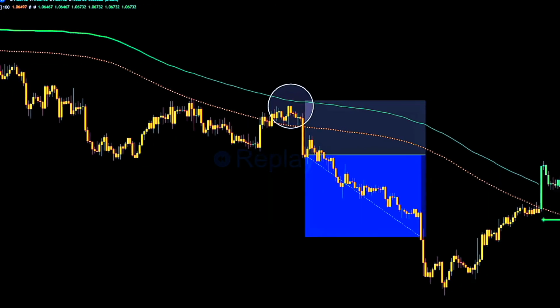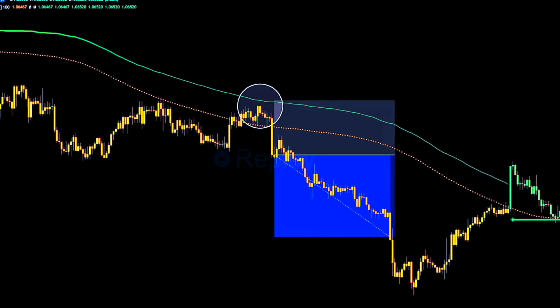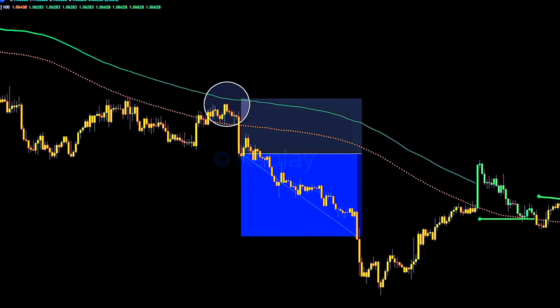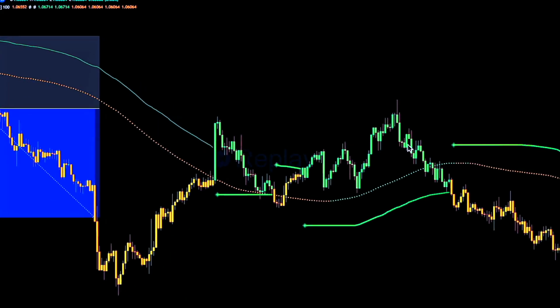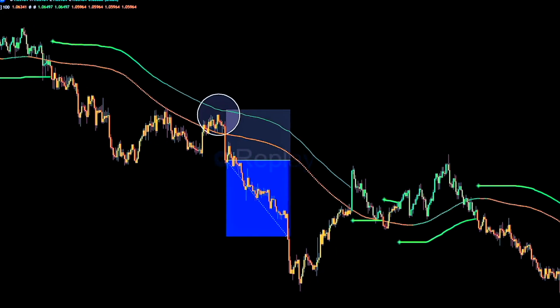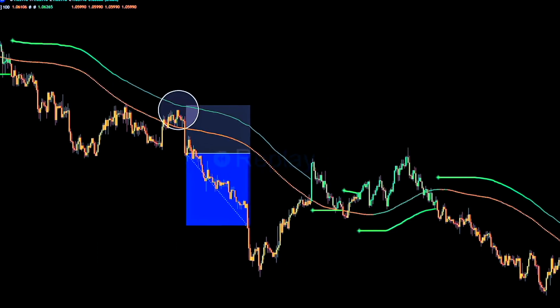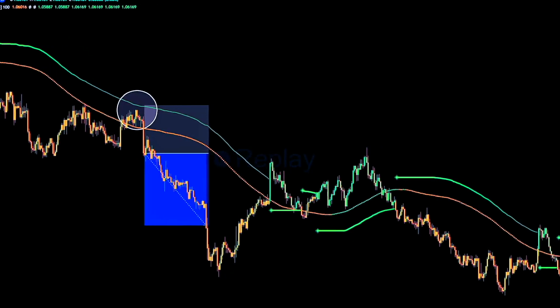In a nutshell, the Savitzky flow bands tackle the lag versus noise problem with a smart filter and dynamic bands, offering clear zones for entries, breakouts, and spotting trend exhaustion. It keeps you on the market's winning side.